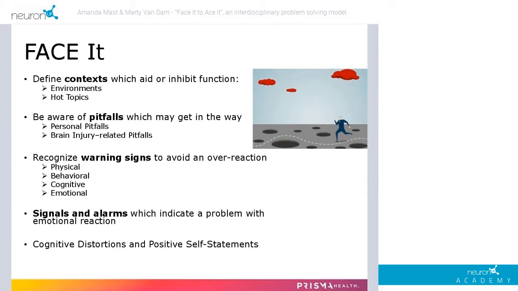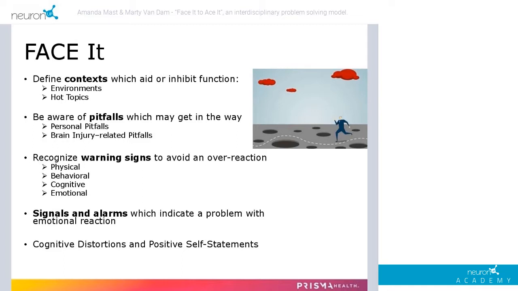Emotional self-regulation as related to problem solving involves figuring out where and why emotional breakdowns occur and creating a plan to prevent or work around the problems. It takes mindfulness and metacognition, thinking about your own thinking, and to be able to self-reflect on your reactions and overreactions. The FACEIT materials help us to be able to work with our patients to define the contexts in which the person functions best. So that might be different environments that they function best, and then hot topics to be aware of that might lead them to a heightened emotional reaction.